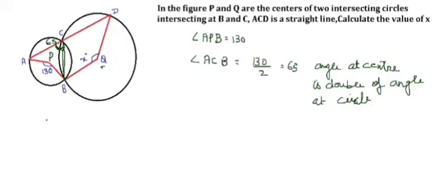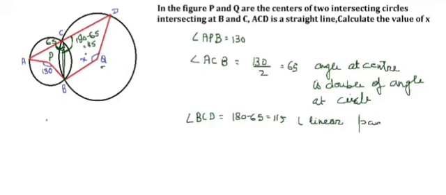Now if this is 65, then we can find out this angle. This angle will be 180 minus 65, that is 115. So angle BCD will be 180 minus 65, that is 115, and the reason we write is linear pair.